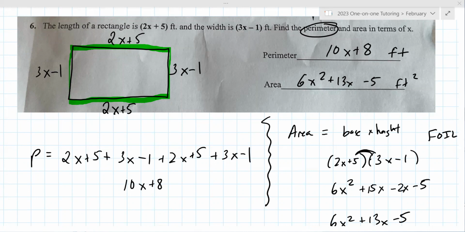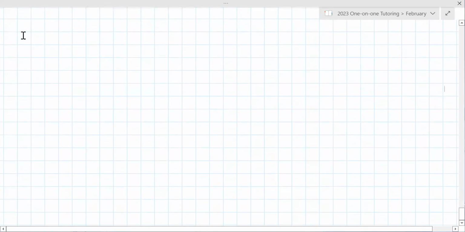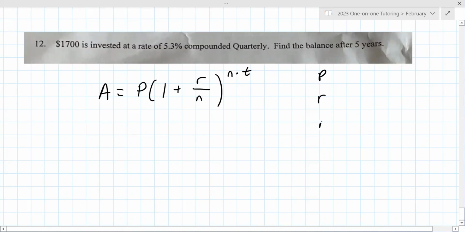So 12 is a money problem. You need the compounding equation. There's no way to do it without this. The future amount is the amount that you started with times 1 plus your interest rate divided by the number of compounding periods, to the power of number of compounding periods times the number of years. There are several variables you have to know, and they're all given in this problem.